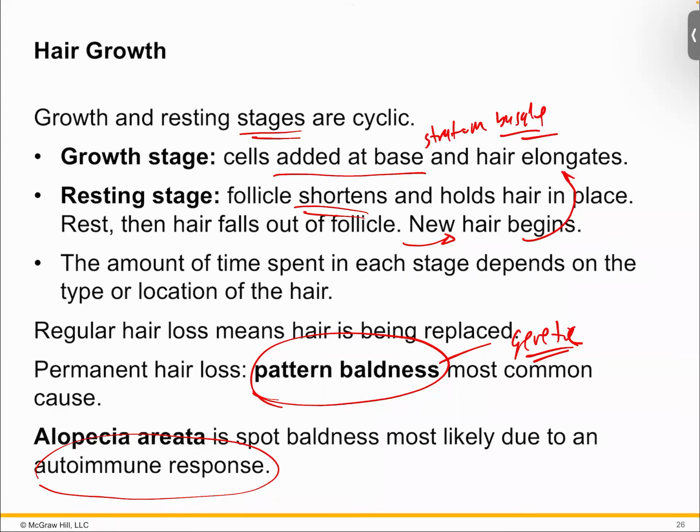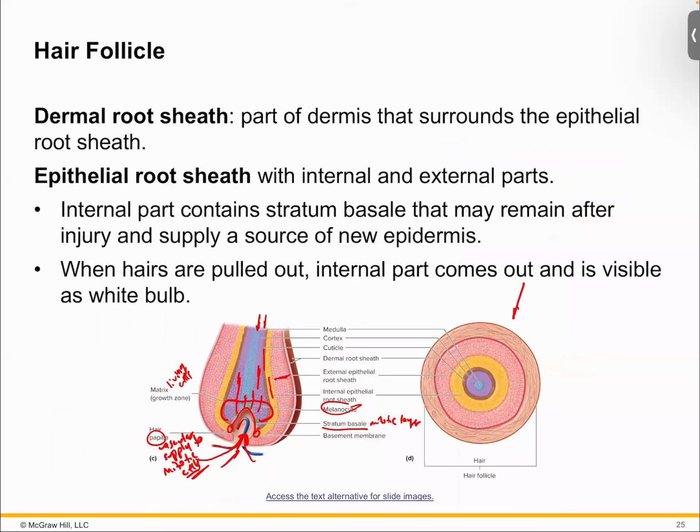So let's pick up where we left off, right? Last time we were talking about hair. We talked about the layers of hair: the medulla, the cortex, the cuticle. That's the hair shaft piece of it, what you see above the hairline, above the scalp line, coming out.